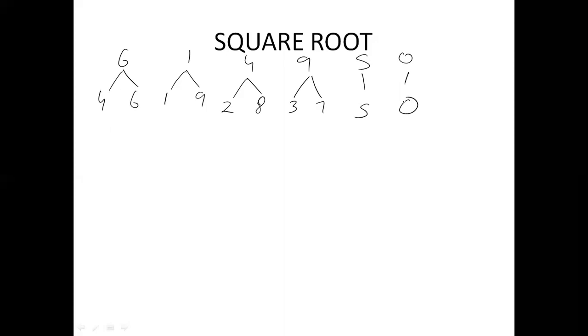So I repeat: if any number is ending with 6, replace with either 4 or 6. If ending with 1, replace with either 1 or 9. If ending with 4, replace with 2 or 8. If ending with 9, replace with 3 or 7. If ending with 5, replace with 5. And for 0, 0. For example, find the square root of 7744.